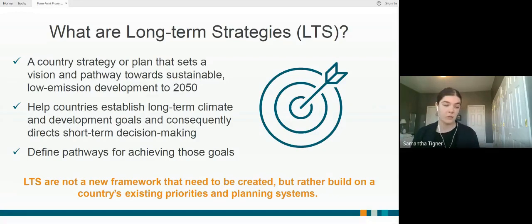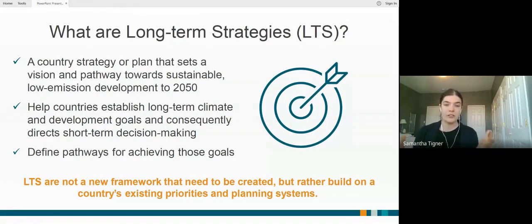LTS, or long-term strategies, are a country's strategy or plan that sets out a vision and pathway towards sustainable, low-emission development to the mid-century, so to 2050. I'll just note that these plans aren't a new requirement, nor are they really an entirely new process. They're just building upon what countries are already doing in their national planning, so processes like your NDC development.